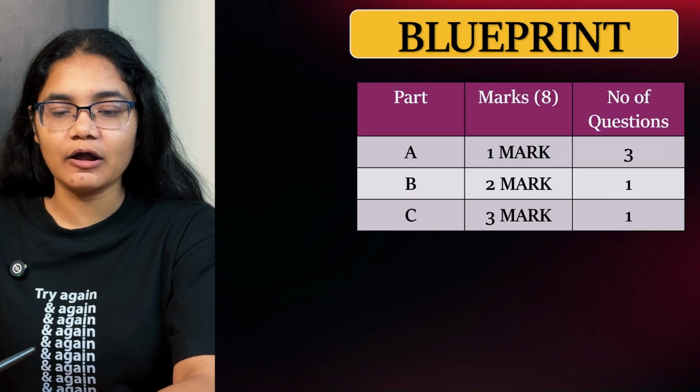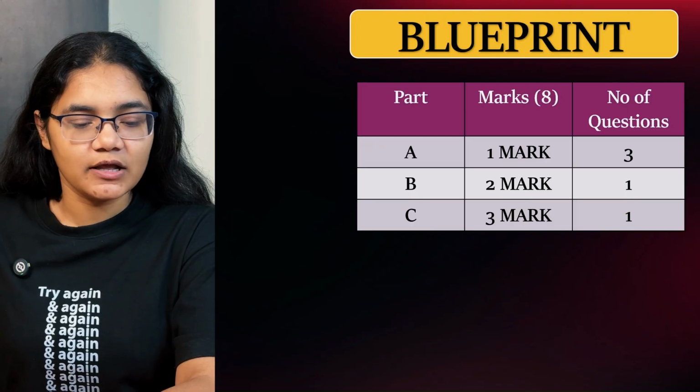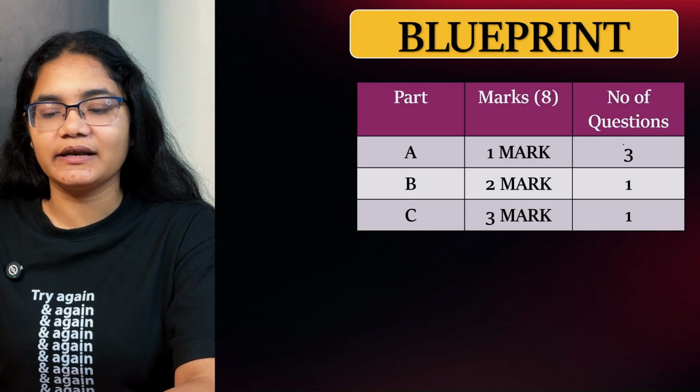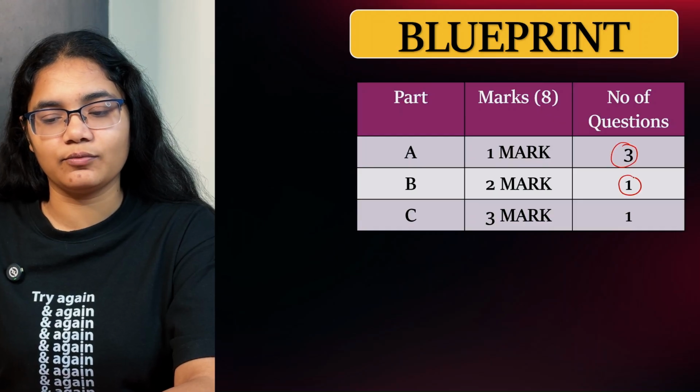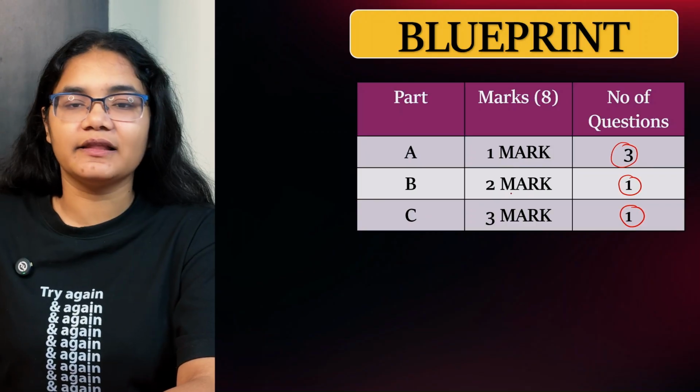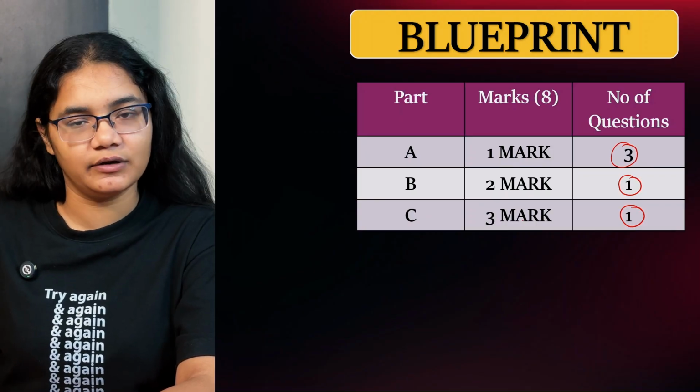Okay, now let's see the blueprint of this chapter. This chapter has a weightage of 8 marks. You will get three 1 marker questions, one 2 marker question and one 3 marker question. So 3 plus 2 is 5, plus 3 is 8. There is no 5 marker question from this particular chapter.